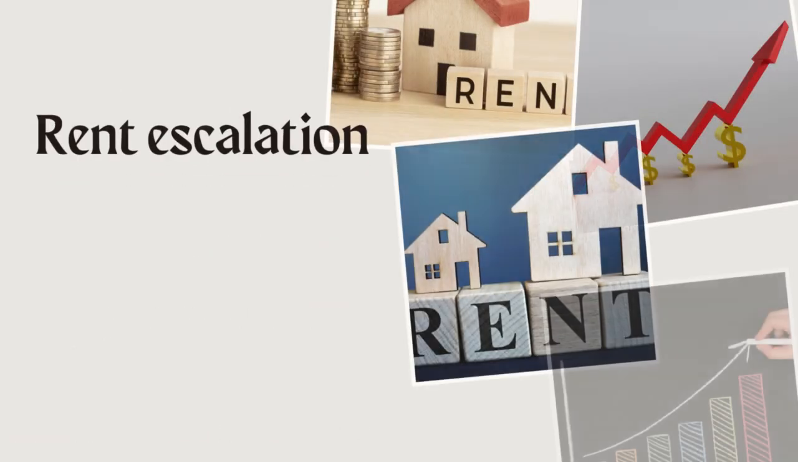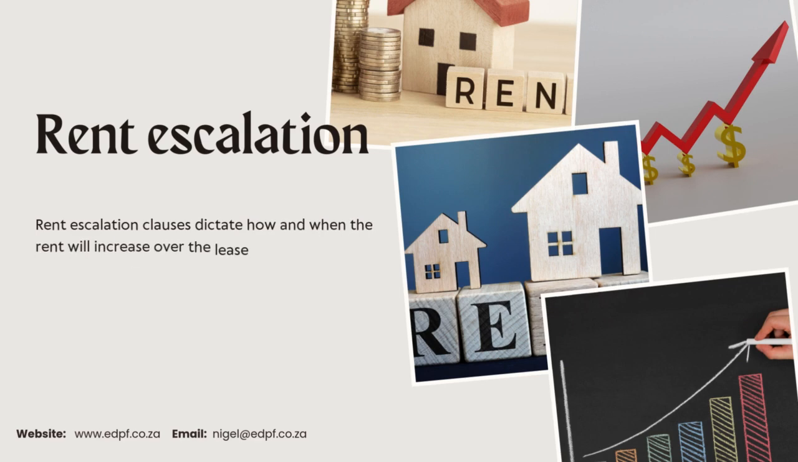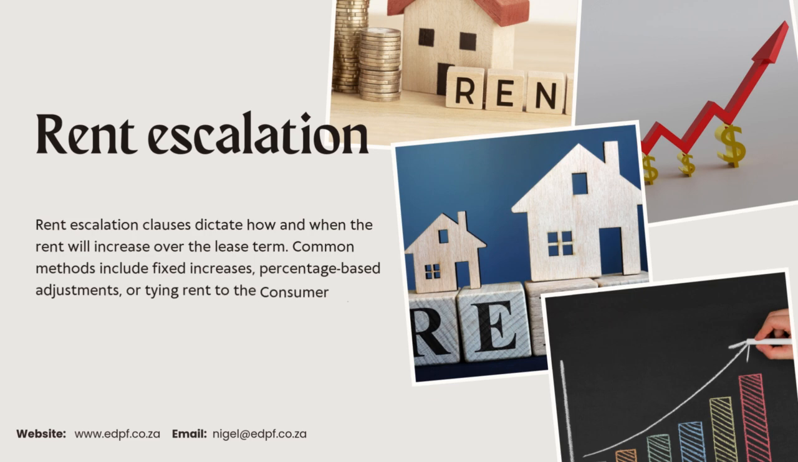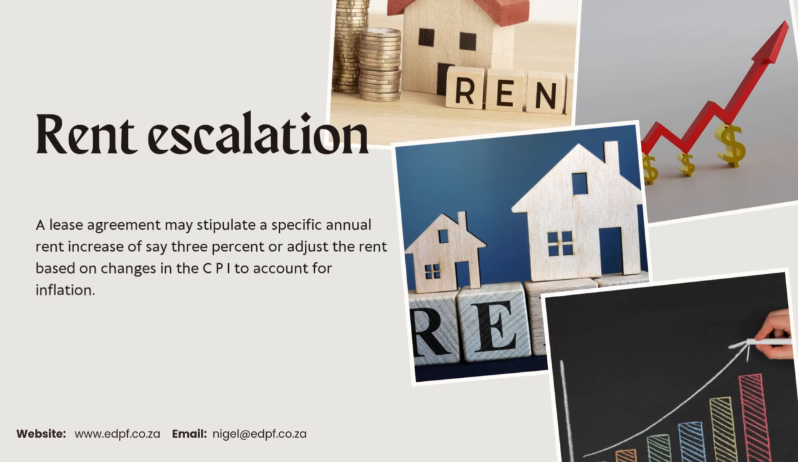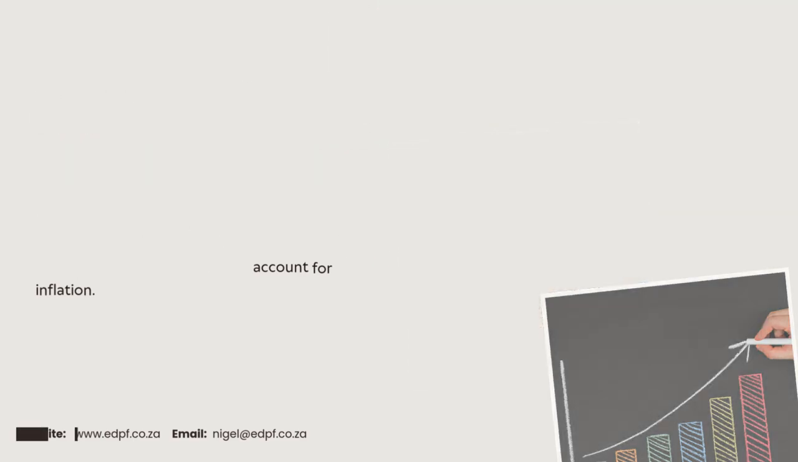Rent escalation clauses dictate how and when the rent will increase over the lease term. Common methods include fixed increases, percentage-based adjustments, or tying rent to the Consumer Price Index, or CPI. A lease agreement may stipulate a specific annual rent increase of, say, 3%, or adjust the rent based on changes in the CPI to account for inflation.